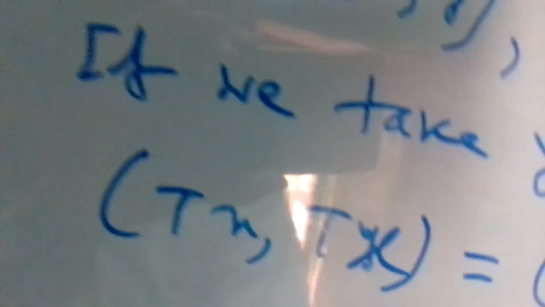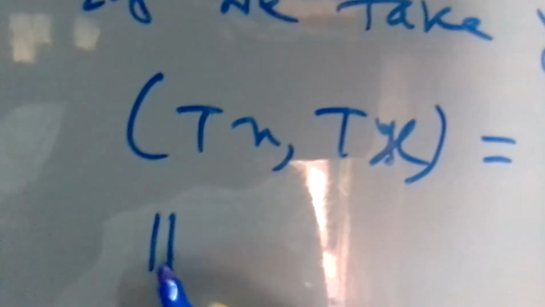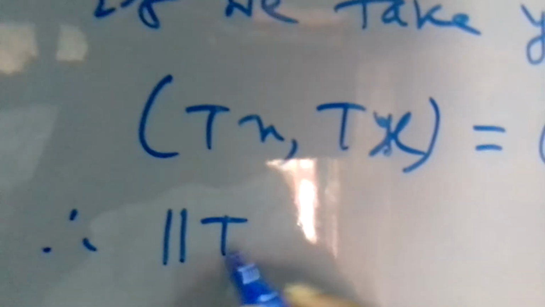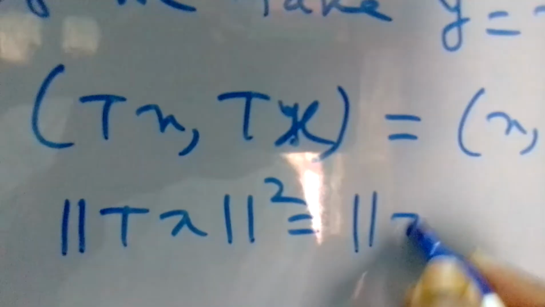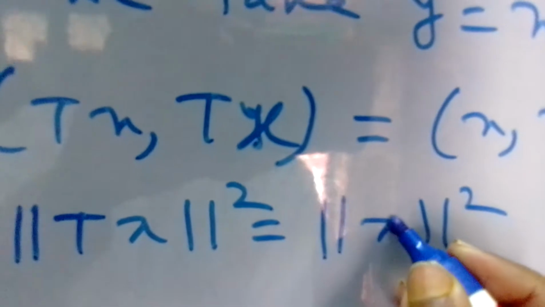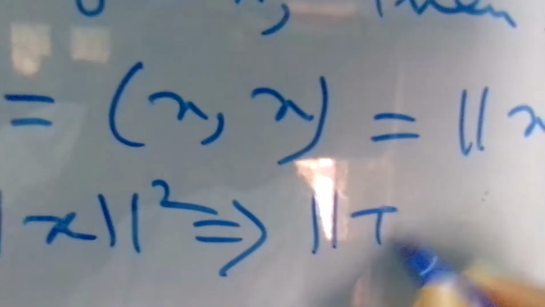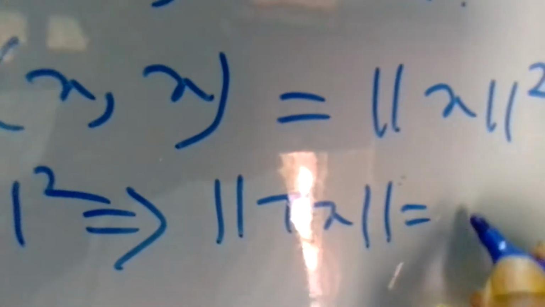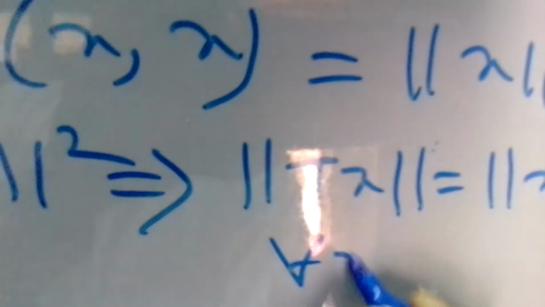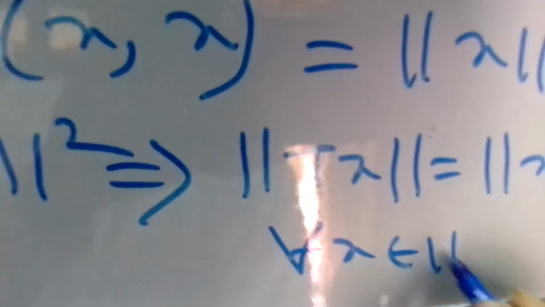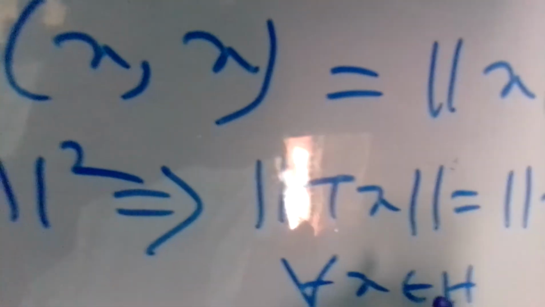Therefore we can say that norm of Tx whole square will be norm of x whole square, which implies norm of Tx is equal to norm of x. This is for all x belonging to the same Hilbert space H. So it is another result we prove: second implies third.